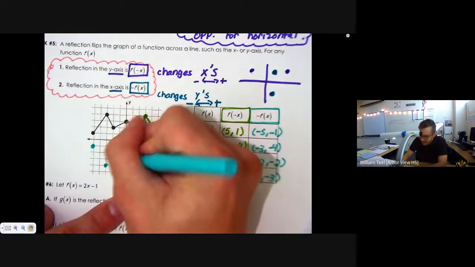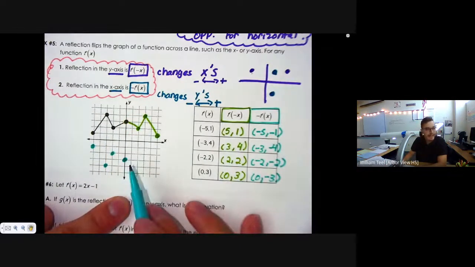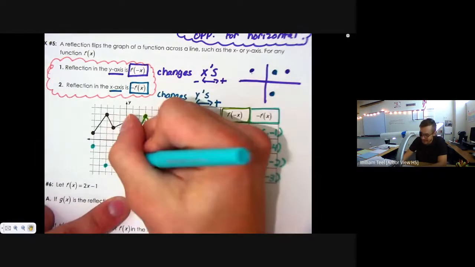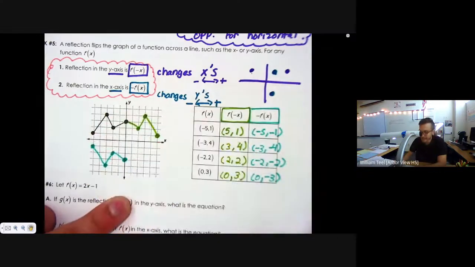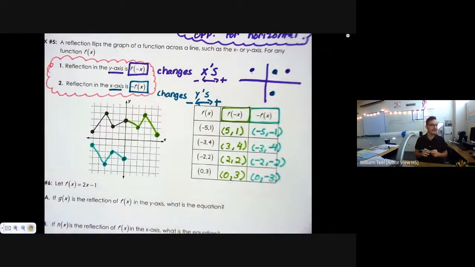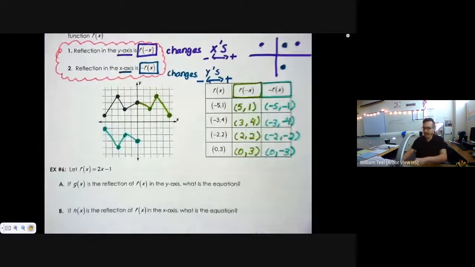So now I have made a reflection in the x-axis. So I'm going to connect these points right here. And I have reflected this graph across the x-axis. So that is how you make reflections. Let's look at example number 6.